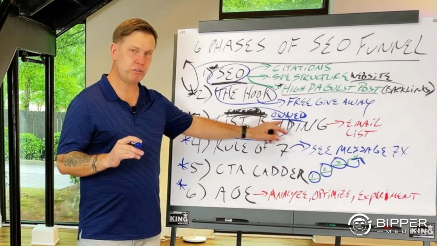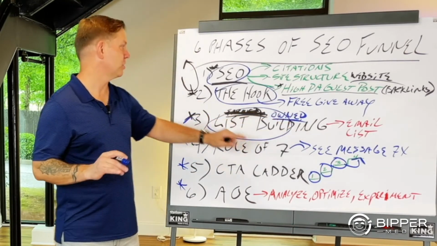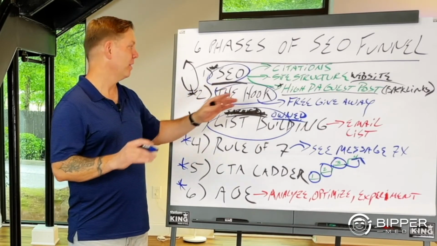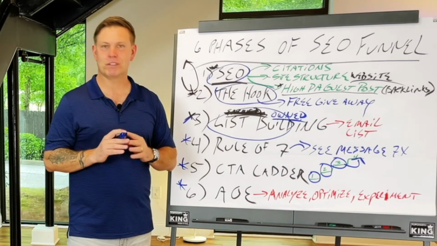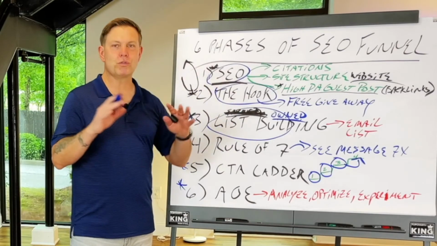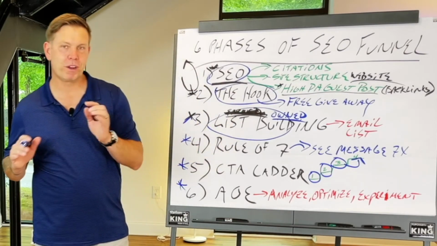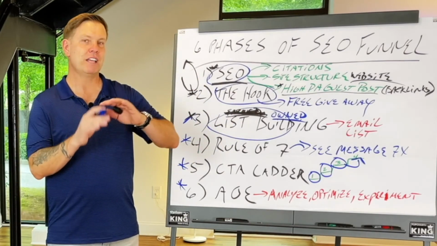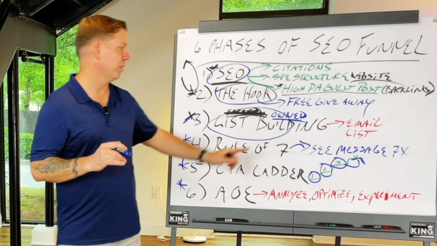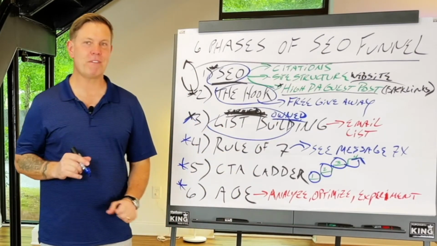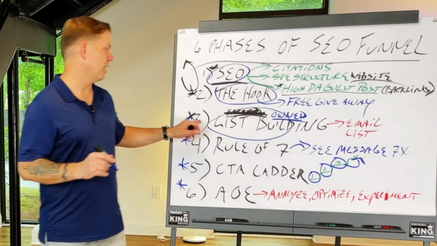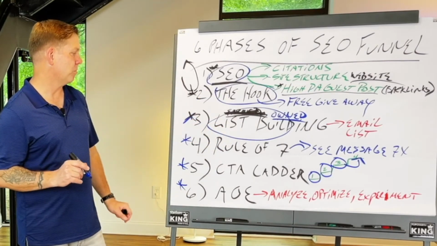Because when you own traffic, when you build your email list, you no longer have to worry about the intricacies of SEO, or if you run Google Ads, you no longer have to keep pouring more and more money in to outrank competitors, for example. Owned traffic is extremely valuable for your business, and that's phase number 3, which is list building.